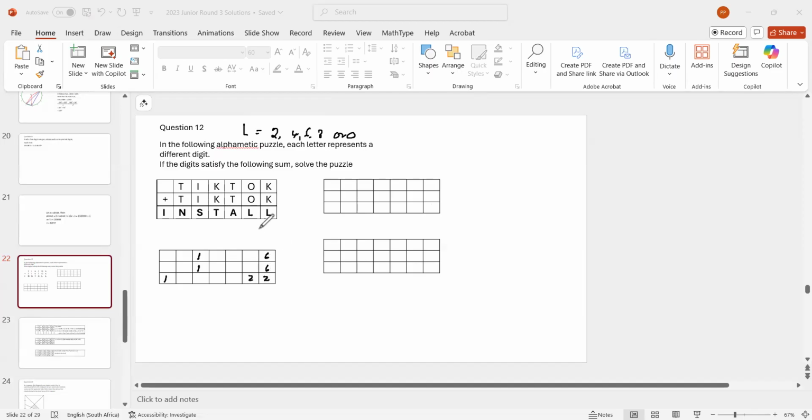Now, when you carry 1 and you're adding it to O plus O, O plus O is even. When you add 1 to an even number, you can't get 2. 1 plus an even number is an odd number. So you can put nothing here, because when you're carrying 1 and you add it to a double of a number, you can't get it. So this 2 is wrong. So let's just eliminate the 2.